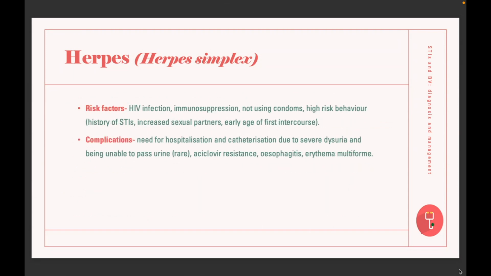So risk factors for herpes: HIV infection, any sort of immunosuppression, not using condoms, and high-risk behaviour, so this can include things like a history of STIs, increased number of sexual partners, and early age of first intercourse. And then complications are need for hospitalisation and for a catheter due to severe dysuria and being unable to pass urine. This is rare, but I have seen it. Acyclovir resistance, esophagitis, and erythema multiforme. Okay, next slide, please.